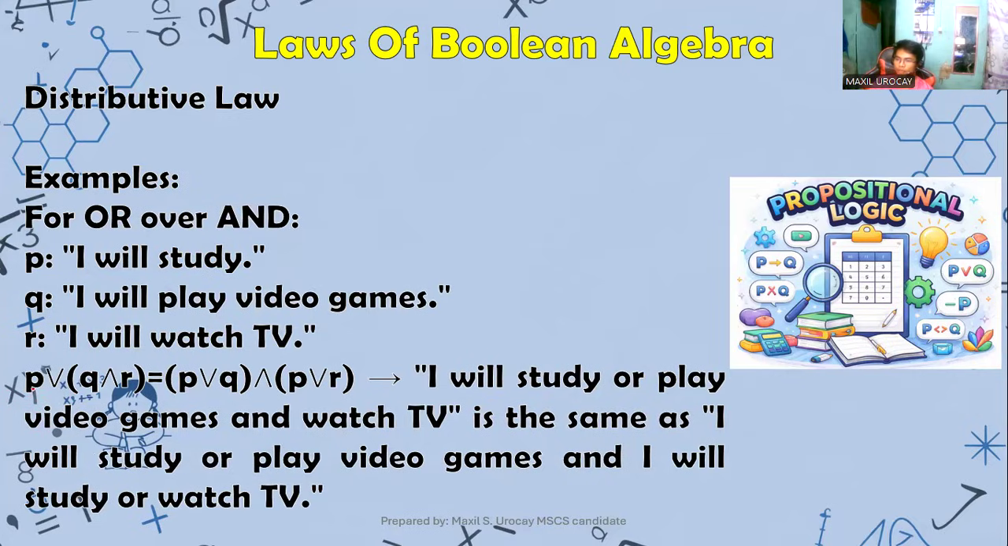Now, here then, this is or, and this is and. So what is going to happen? I will study, or I will play video games and I will watch TV for this one. Now for this here, I will study or I will play video games, and I will study or I will watch TV. Since I will study is redundant, we can omit that one. I will study, or I will play video games and will watch TV.